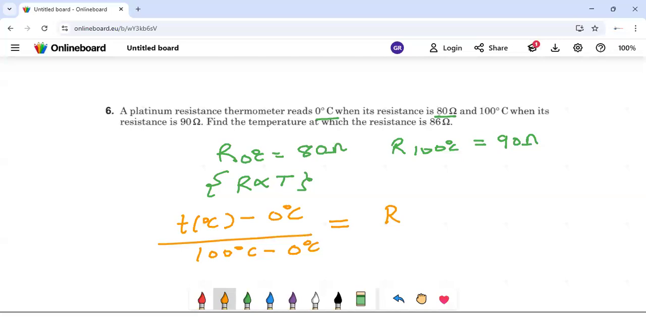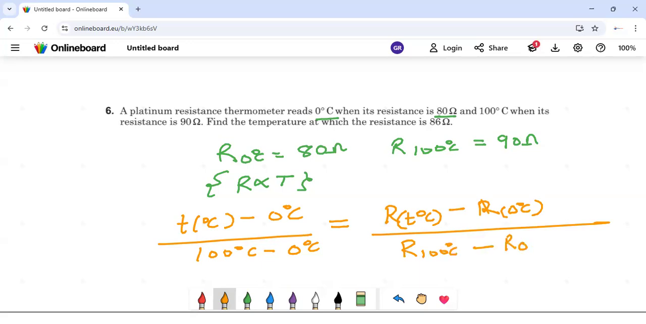So will it be R minus 80 divided by 10? R minus 80 by 90? Can we write it as resistance at T degree Celsius minus resistance at 0 degree Celsius, divided by resistance at 100 degree Celsius minus resistance at 0 degree Celsius. Is this making sense to all of you? Yes, sir. Please write it and solve this question.